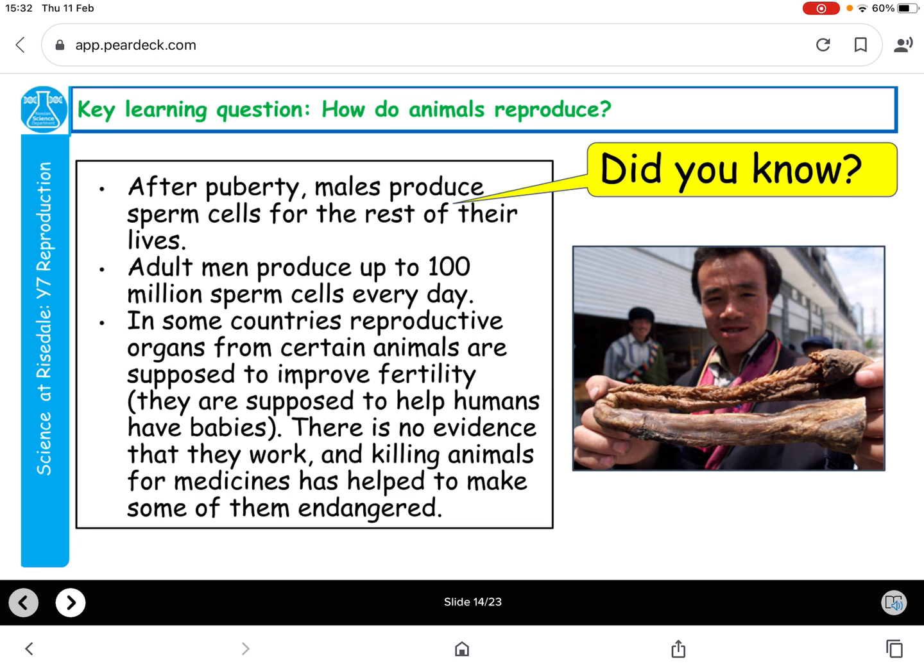And in some countries, reproductive organs have been used as medicine to improve fertility. But there is no evidence that it works, and it has also contributed to some animals becoming endangered because too many of them are being killed. The man in the picture is holding a tiger penis, which was used in medicine for fertility.